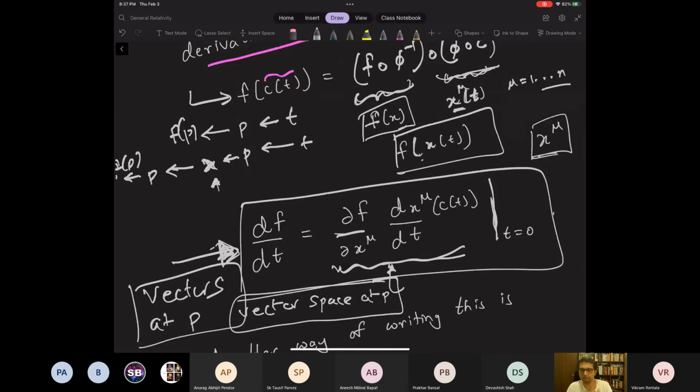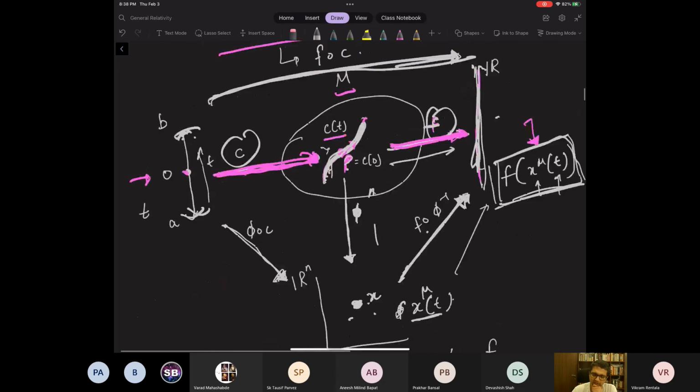Any questions here? Otherwise we'll stop. Is the idea clear of taking a curve and finding a notion of a derivative of this curve at this point when I map this curve through a function f to real numbers?